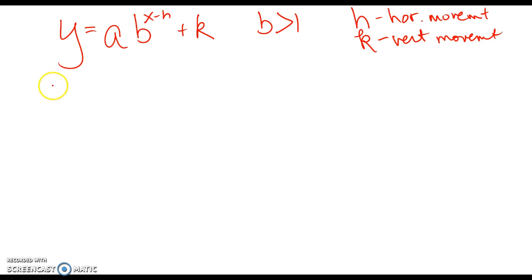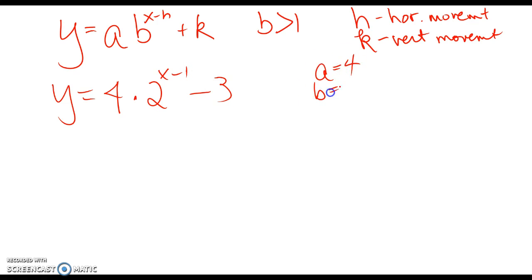Let's graph one of these. Y equals 4 times 2 to the x minus 1, minus 3. Let's identify some things. Well, a is 4, b is 2, h is 1, and k equals negative 3. So we are going to sketch this, and then we will compare it to the parent.